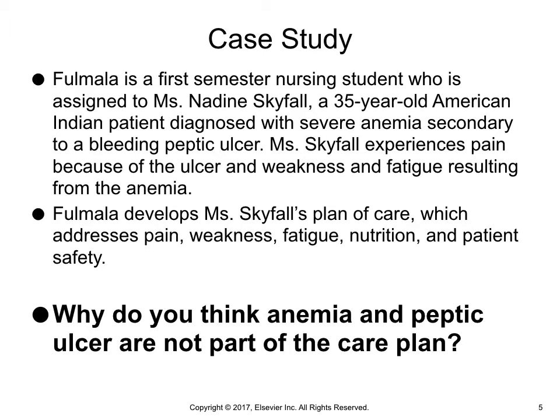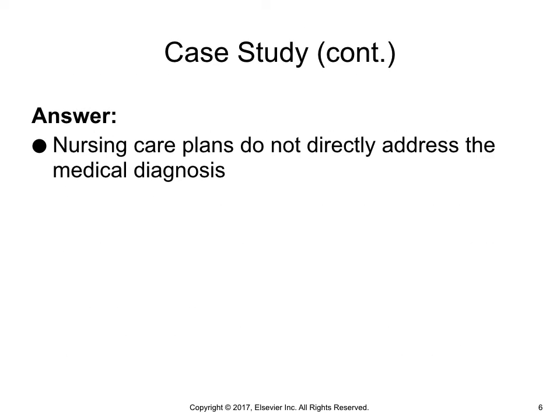Question: why do you think anemia and peptic ulcer are not part of the care plan? The reason anemia and peptic ulcer are not part of Falmala's care plan is because nursing care plans do not directly address the medical diagnosis.